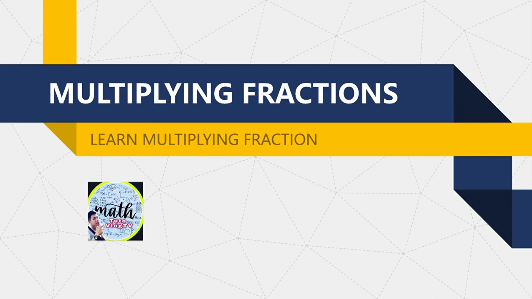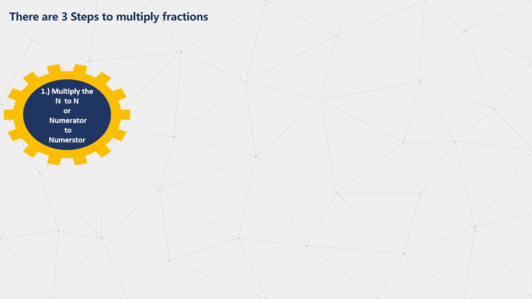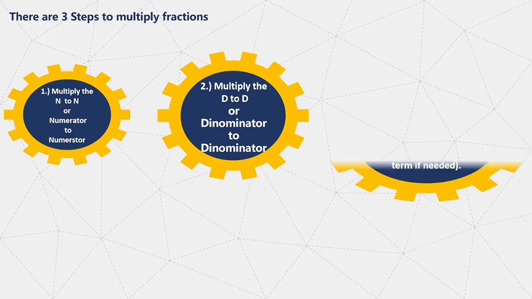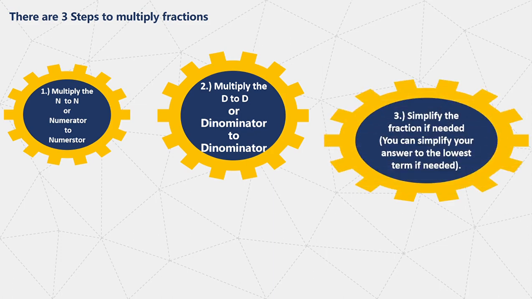Okay, so the proper mindset, hindi natin to patatagalin pa. So ang proper mindset na sasabihin ko is ito. There are 3 steps of multiplying fractions. First, step number 1: multiply the n to n, or numerator to numerator. For number 2, multiply the d to d, or denominator to denominator. And last but not the least, simplify the fraction if needed. Kung kinakailangan i-simplify mo yung fraction or yung sagot mo to the lowest term, then you can simplify it as long as it is needed.